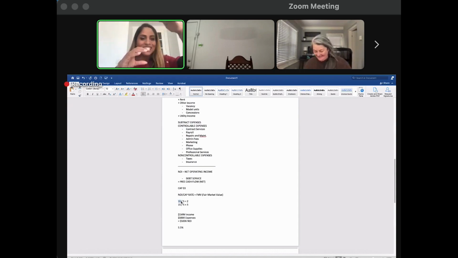So the numerator is on top, right? Numerator on top, denominator on bottom. And the other way to remember it: denominator starts with a D, so that means it goes down below on the bottom.